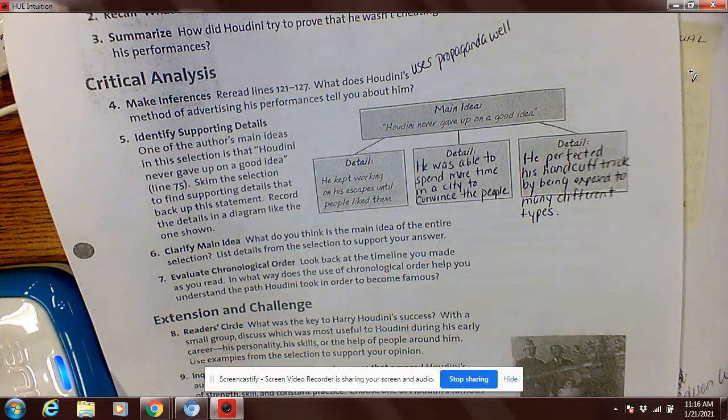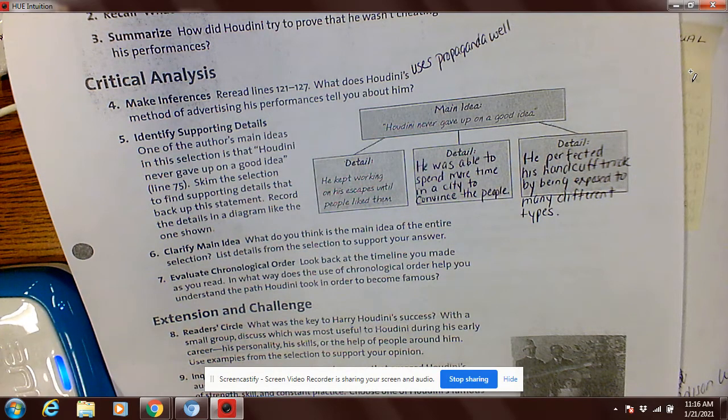Okay, so it says clarify main idea. What do you think is the main idea of the entire selection? If you didn't read it, it's hard to answer that question, isn't it? So does anybody have an answer they want to give me? What do you think the main idea to the whole story was? Sierra? Talk about Harry Houdini's life?